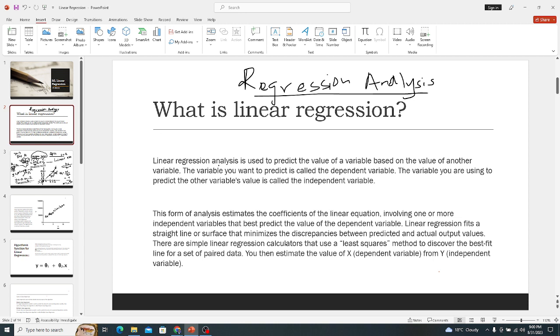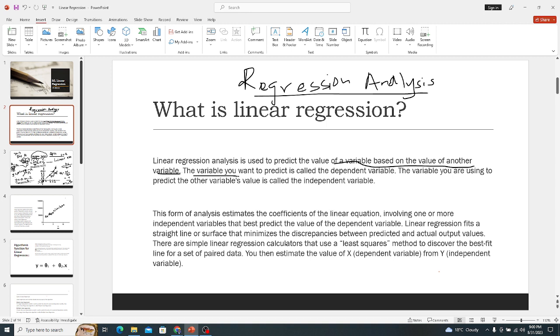Now, what is regression, or what is linear regression? Linear regression analysis is used to predict the value of a variable based on the value of another variable.